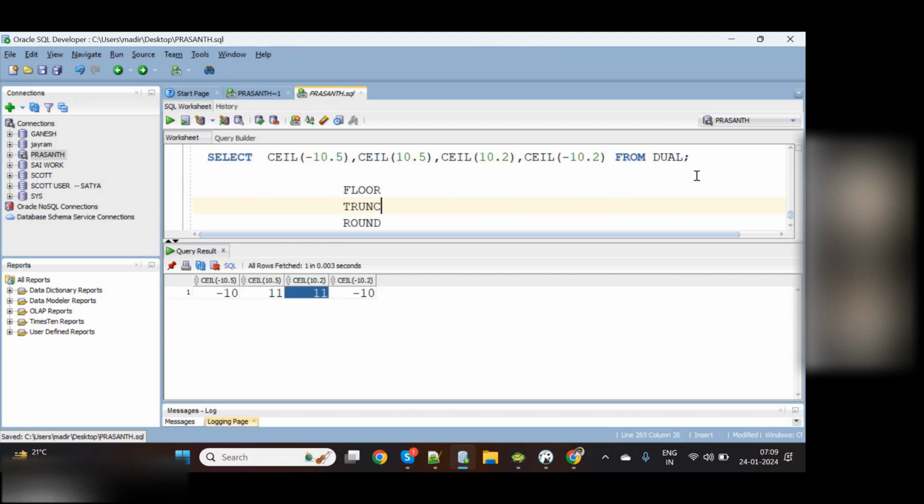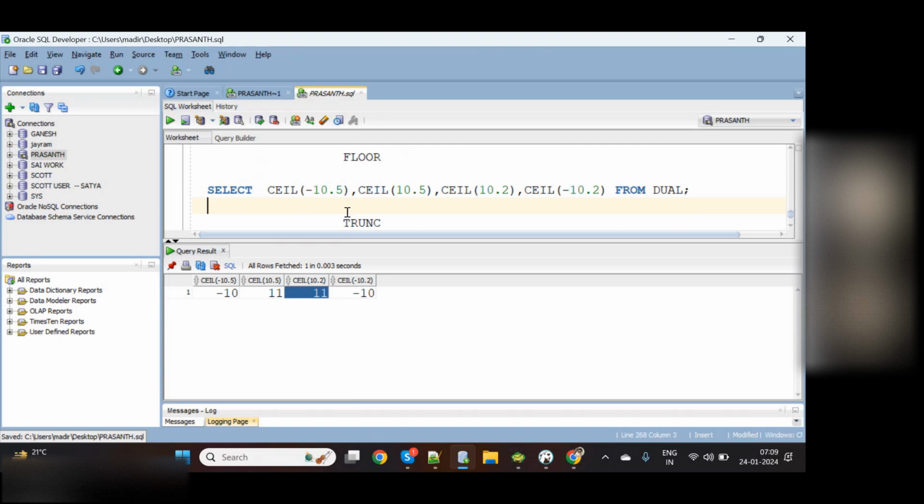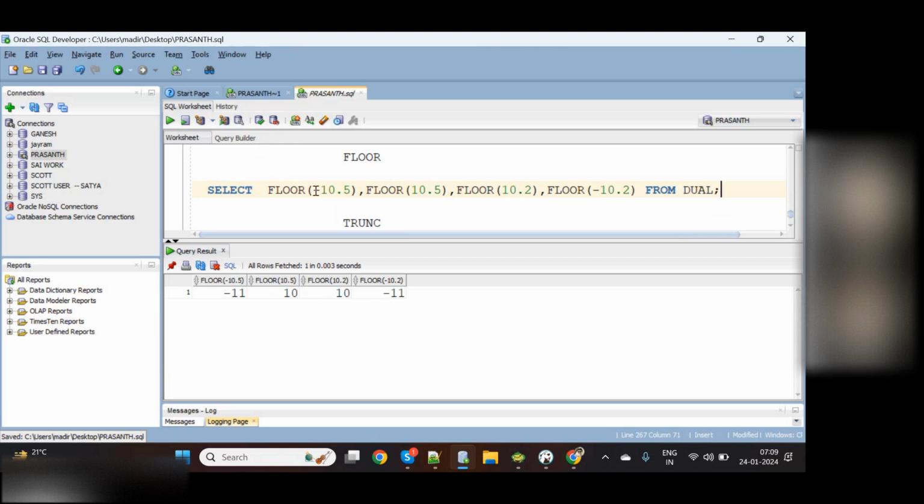Quite opposite is floor. Now in the same thing I am writing floor. Now you can say what is the output? It will be -11, then 10, then 10, and then -11. Perfect. That means in some scenarios, if you want to always keep the value lower, always keep the lower value, simply use this function.